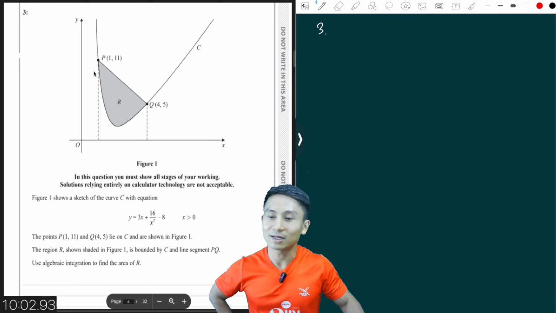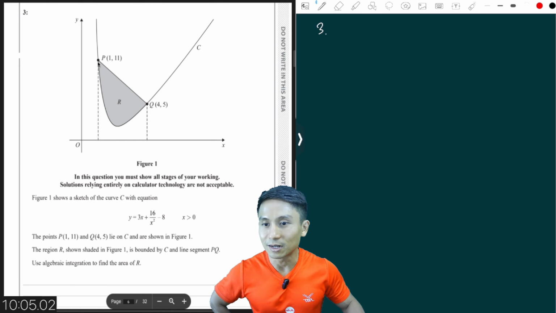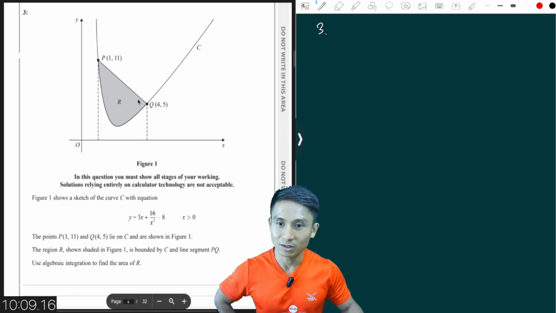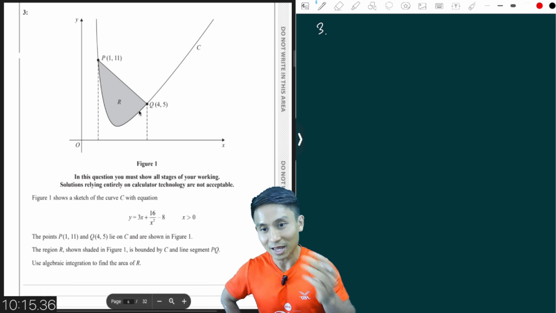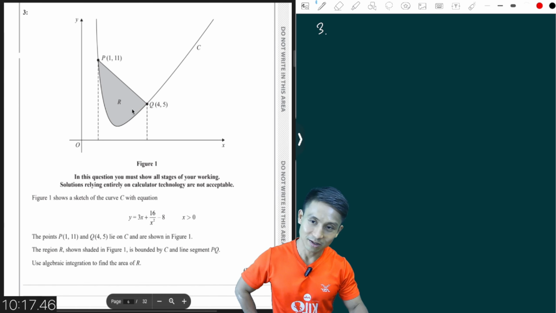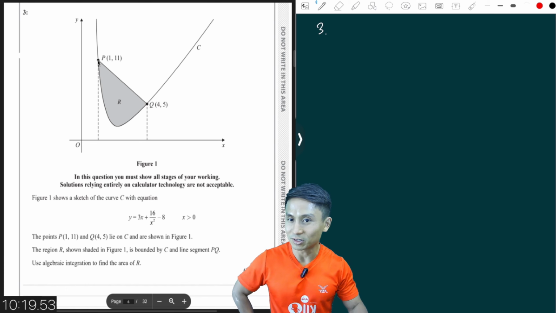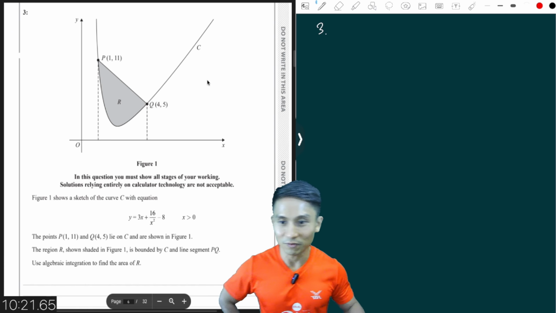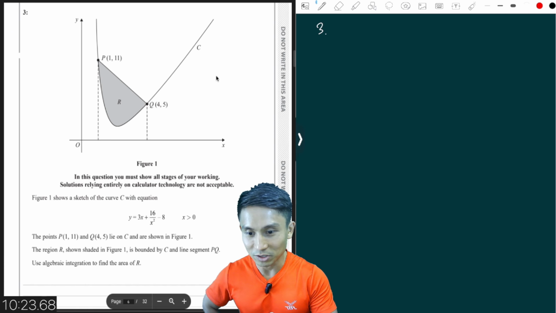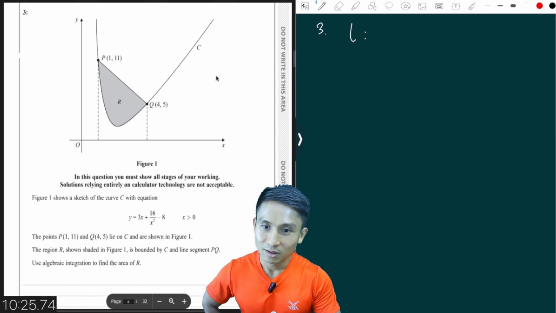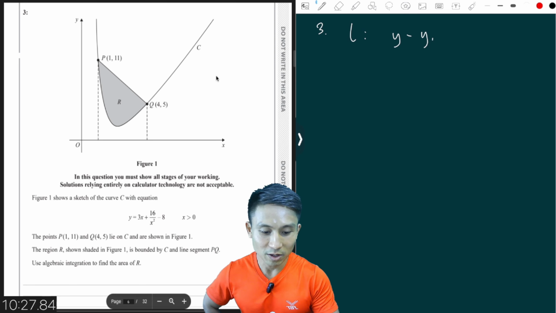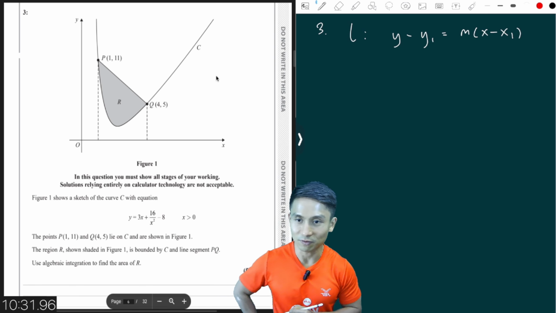We can see that the area we want is below the line and above the curve. So if we find the equation of the line first, then do y of the line minus y of the curve and integrate that, we're going to get the area, putting the limits of 1 to 4 in. So we find the equation of the line first, using y minus y1 equals m(x minus x1). That's probably the fastest way.